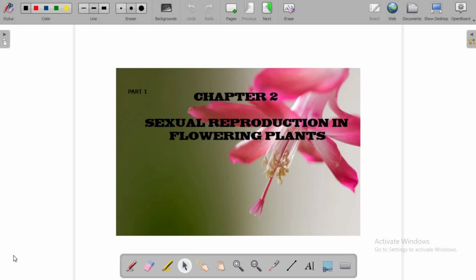and structures of the reproductive organs, and how the gamete formation takes place, what happens during fertilization, and, of course, the post-fertilization events in flowering plants. In this part of the video, I'm going to discuss the morphological structure of a flower and microsporogenesis taking place in flowering plants. Microsporogenesis means how the formation of the male gamete takes place in flowering plants. So let's start.